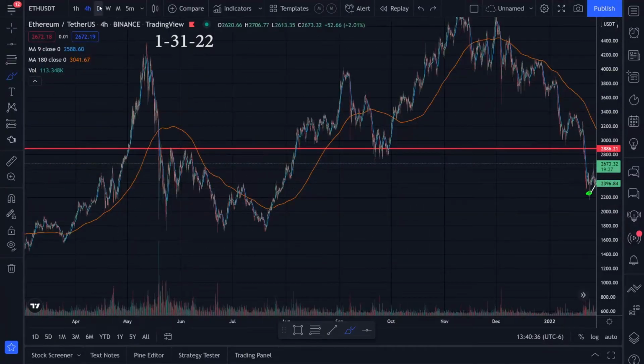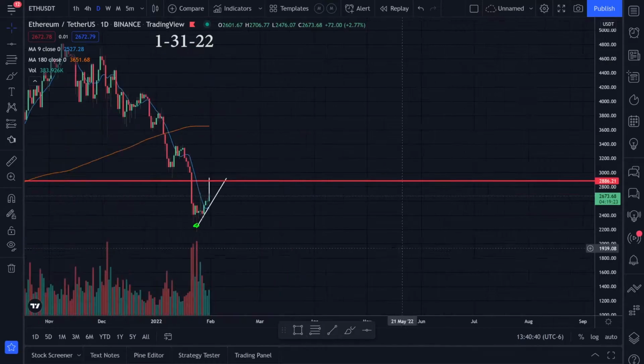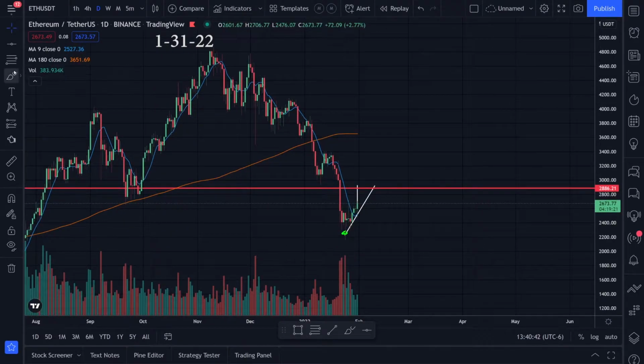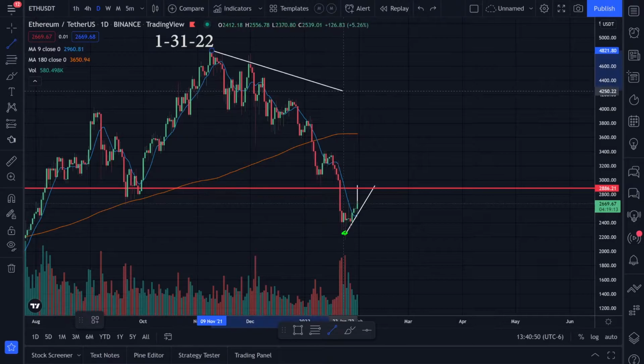If we zoom out and go to the daily time frame, I think we still have some pretty big downtrends that we have to get through. Let's go ahead and draw them out real quick. We had resistance, resistance, resistance. There's actually a couple different ones. We have one that starts at the top, something like this.